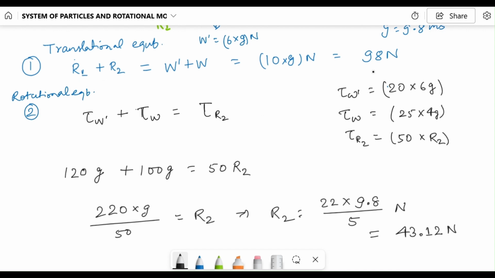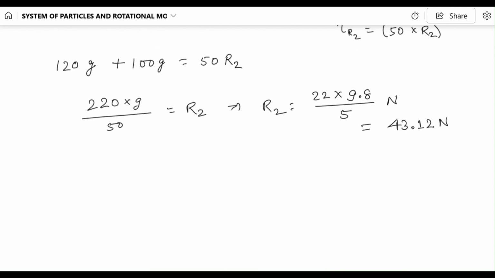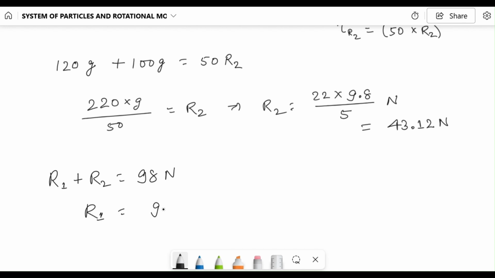R1 is nothing but 98 Newton minus 43.12 Newton. So we can calculate R1 now. R1 plus R2 is given as 98 Newton. Then R1 will be 98 minus 43.12 Newton. Doing the subtraction, this will be 54.88 Newton. So we have found out both the normal reactions here.